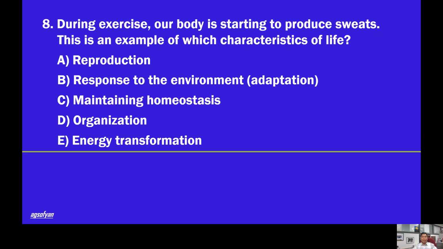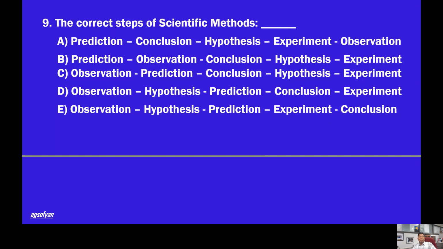Number 8. During exercise, our body starts to produce sweat. This is an example of which characteristic of life? A. Reproduction. B. Response to the environment or adaptation. C. Maintaining homeostasis. D. Organization. E. Energy transformation. Choose your answer. Yes, the answer should be the process to maintain homeostasis. So maintaining homeostasis, C.